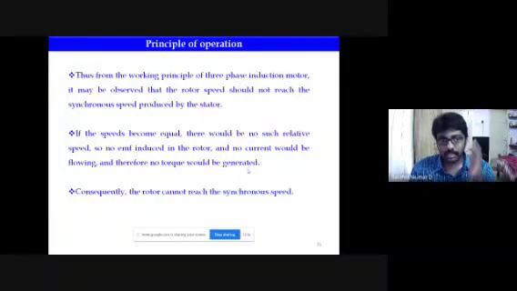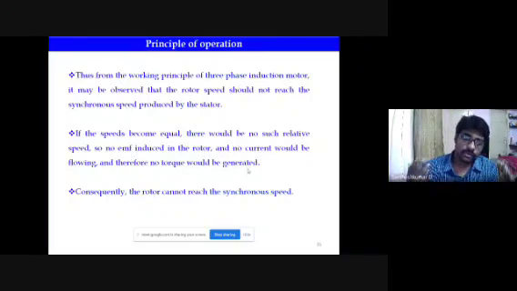So the question is, what if the rotor speed is equal to the synchronous speed? If both are equal, there is no induced current. Once there is no induced current, no torque is produced. Once there is no torque, the motor is not going to rotate. If the speeds become equal, there would be no relative speed. So no EMF is induced in the rotor, no current is induced, and therefore no torque is generated. This is why the rotor cannot reach the synchronous speed.